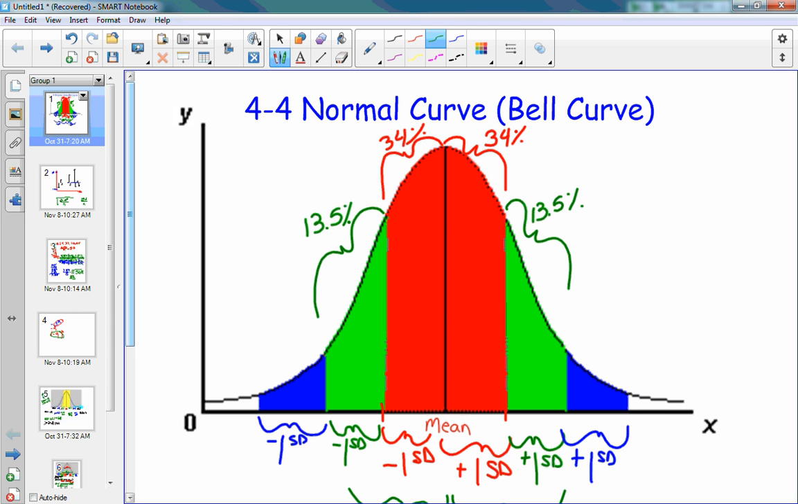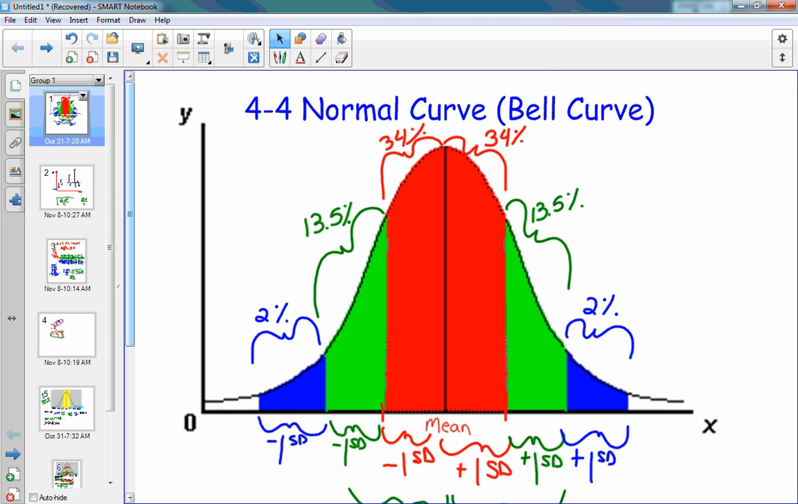And then the blue, 2% on each side. It stands for 4%. And that gets us up to 99%. So where is the other 1%? Where's the other 1%? Not in the middle. The white. The white on the end.